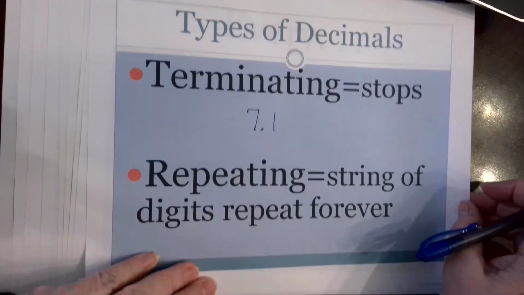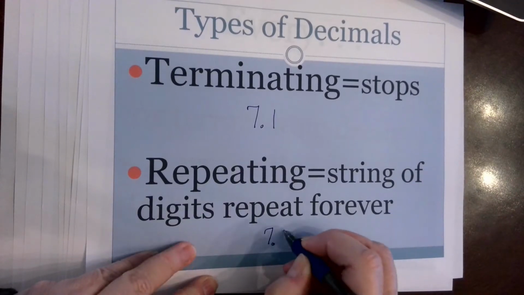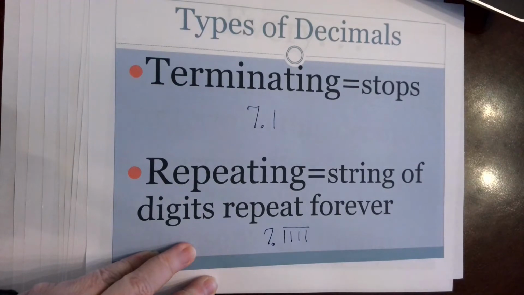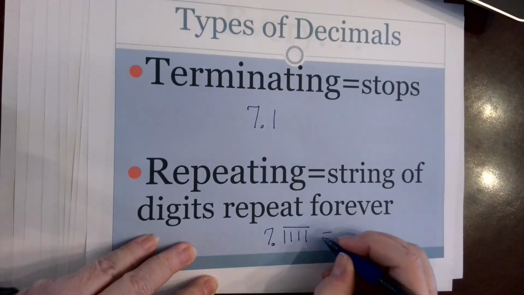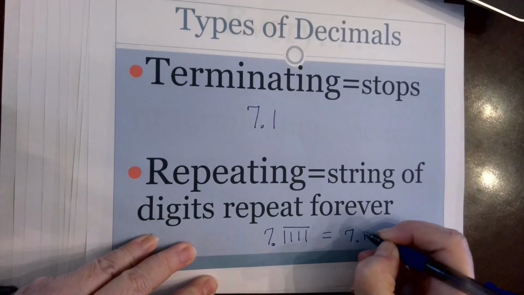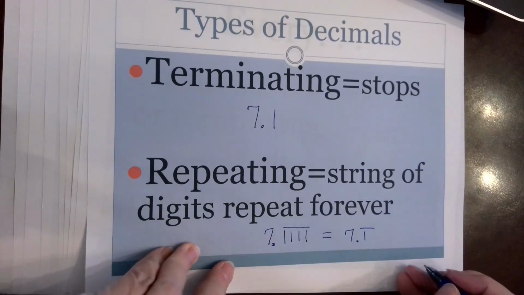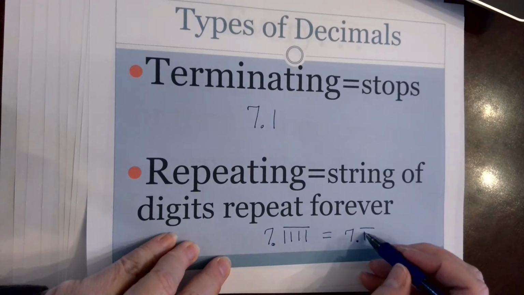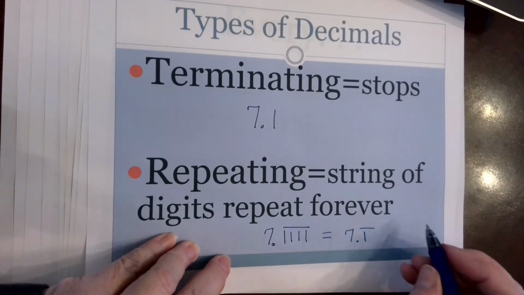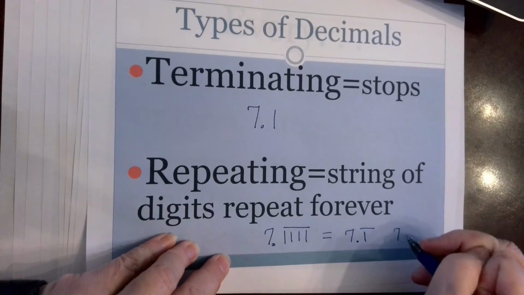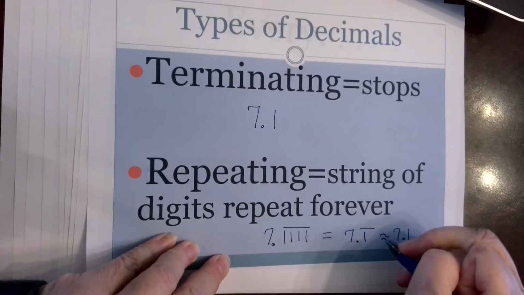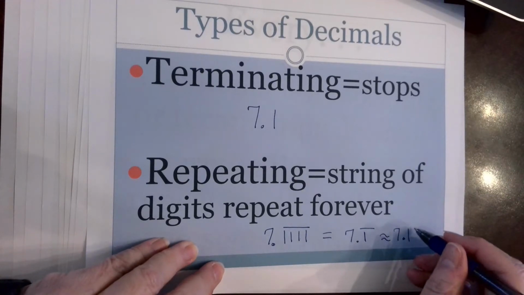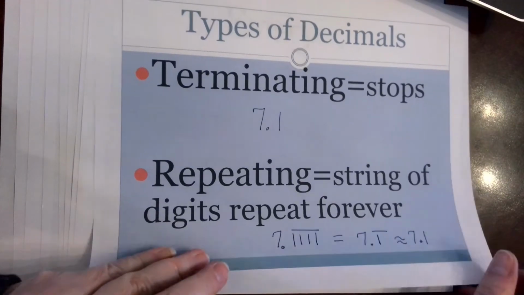Then there's a repeating decimal, like 7.111111, and it repeats forever, so you put a line over it to show that it repeats forever. You can even say 7.1 with a line over the 1, because the 1 repeats forever. You couldn't keep writing it. You have to either round it off or put that line up there. If you don't put the line up there, you have to say it's approximately 7.1, because you're not totally accurate. You haven't written all the ones after it.